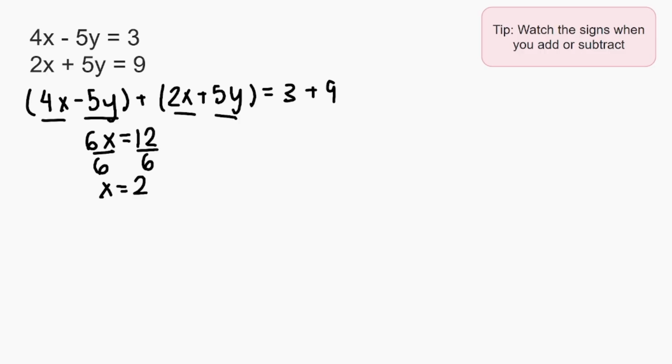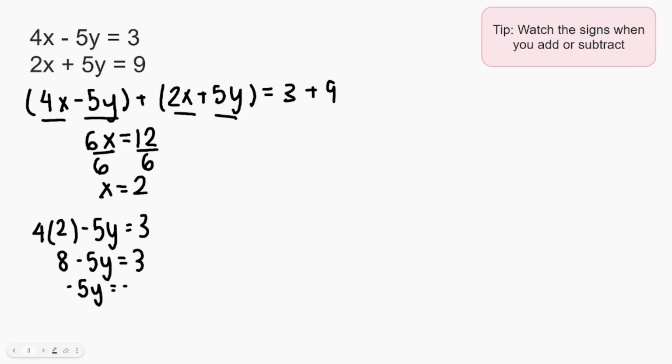Now let's plug in x equals 2 to any of the two equations to find y. So why don't we plug it into the first one? We get 4 times x, and x is 2, minus 5 times y equals 3. We get 8 minus 5y equals 3. We get negative 5y equals negative 5. So y is going to be 1. Now we have our solution, which is going to be 2, 1. And that's our final answer.